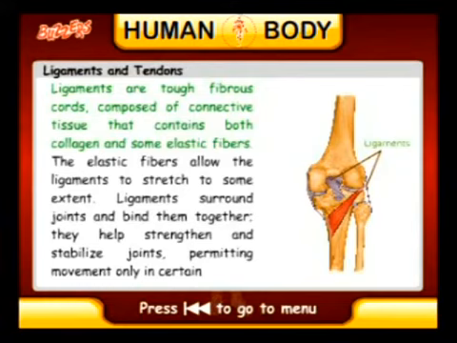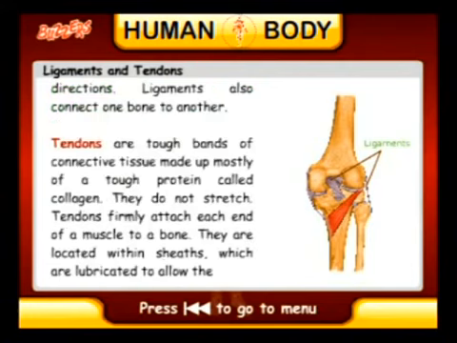Ligaments and tendons. Ligaments are tough fibrous cords composed of connective tissue that contains both collagen and some elastic fibers. The elastic fibers allow the ligaments to stretch to some extent. Ligaments surround joints and bind them together. They help strengthen and stabilize joints, permitting movement only in certain directions. Ligaments also connect one bone to another.